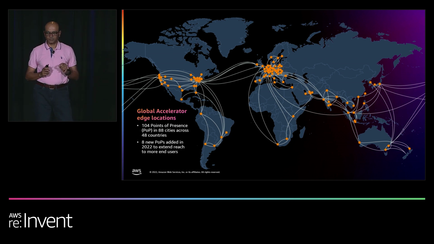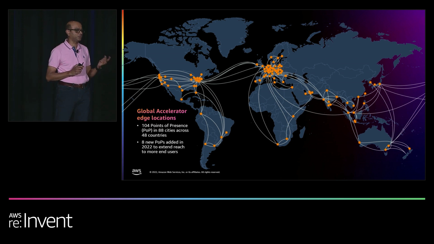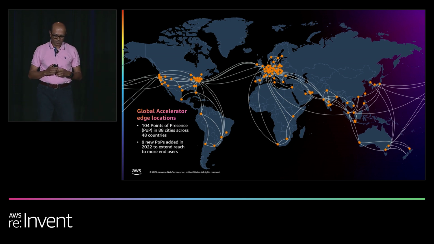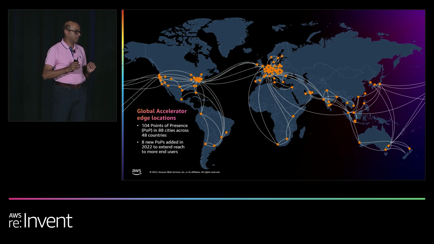48 countries. This year alone, we've added 8 new POPs. That includes POPs in 2 new countries, Oman and Vietnam. You can think of these POPs as the connection points into the congestion-free Amazon Global Network. So every time we add a new POP, we're effectively taking your application closer to end users in that vicinity of that metro.